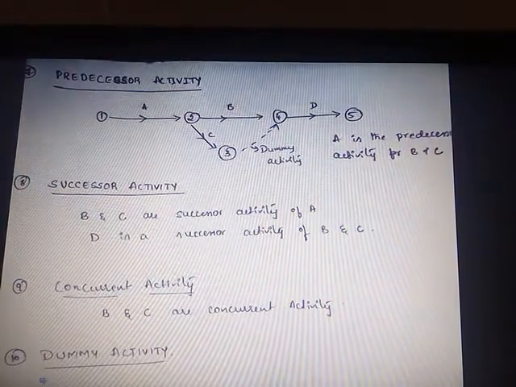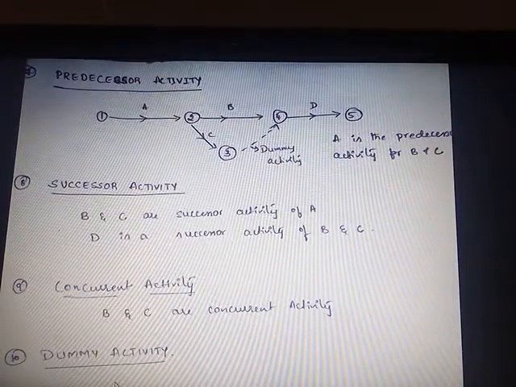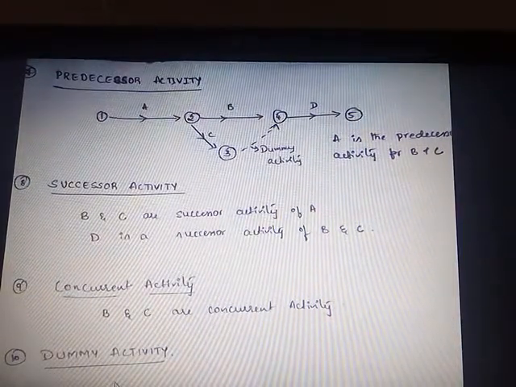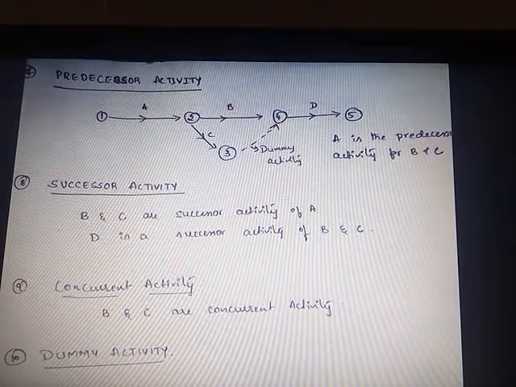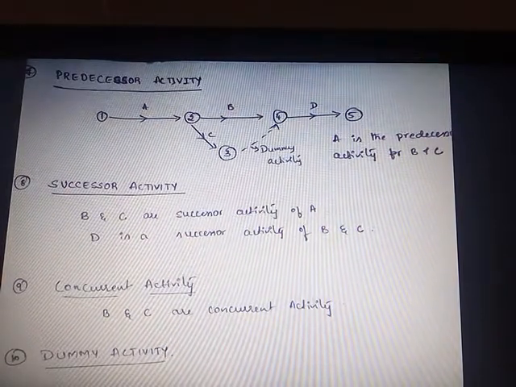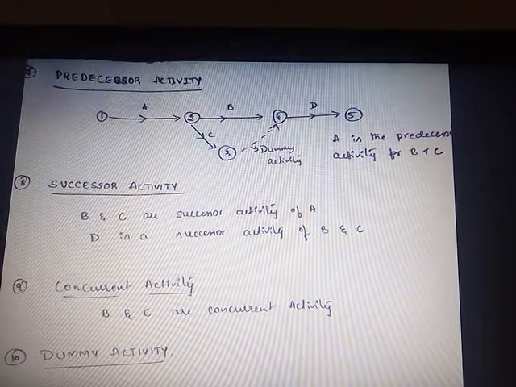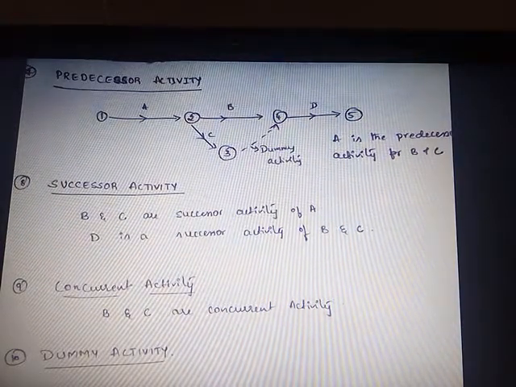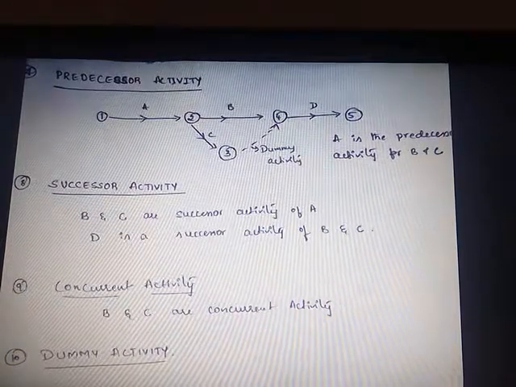Next is the dummy activity. A dummy activity is an activity which does not consume any kind of resources nor any duration. It is necessary in order to show continuity, and is known as a dummy activity.